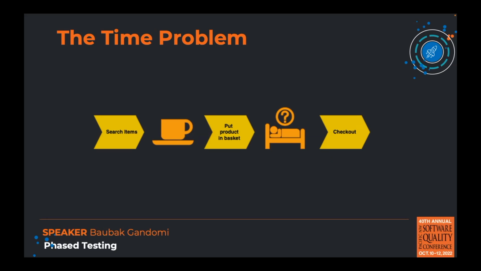And what happens is, in between these steps, a system can change. A lot of things can change, data can change. So there are a lot of problems that can happen here.